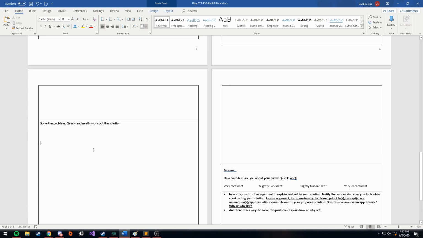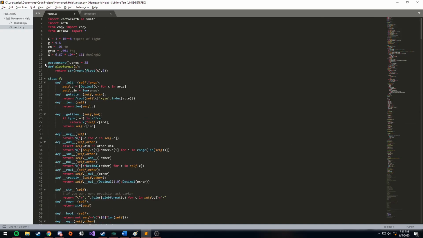Okay, so FNet shouldn't change between time intervals, right? Correct. FNet equals negative G times. What does G equal? It's just a constant number, 6.67 times 10 to the minus 11.